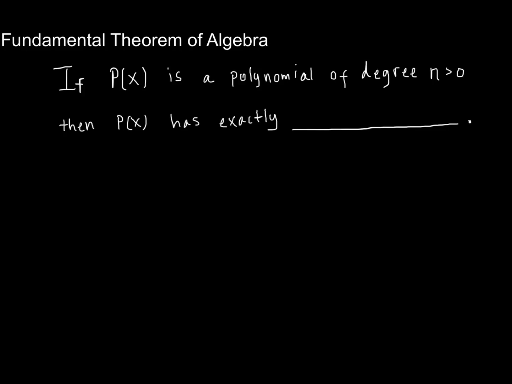All right, here's the beginning. If a polynomial, so if p of x is a polynomial of degree n greater than 0, meaning the degree of the polynomial has to be greater than 0, then p of x has exactly blank. I want you to go back to the discovery problem, think about what information you took away from that, and complete the fundamental theorem of algebra. You should then write out, and I call this a proof, but what it should basically be is your explanation of why this makes sense. Why does this have to be the case?